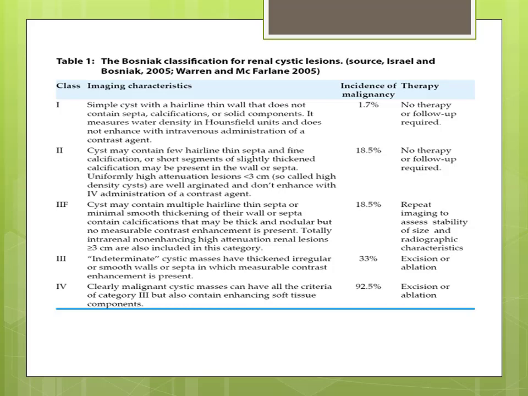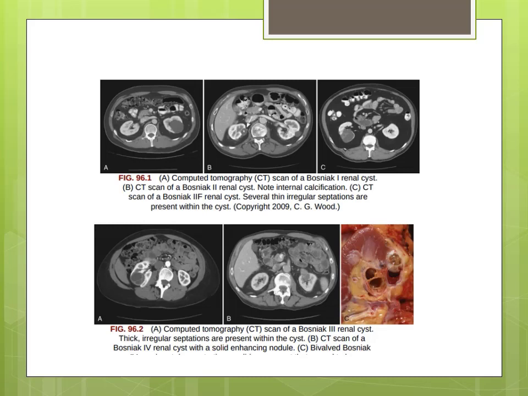Class 1 is basically a simple cyst with a hairline thin wall that does not contain any septa, calcification or solid component. The incidence of malignancy in a class 1 cyst is 1.7% and no therapy or follow-up is required. This is the class 1 simple cyst having a very thin wall, no septa, no calcification and absence of contrast enhancement. The risk of malignancy is very low, 1.8%.